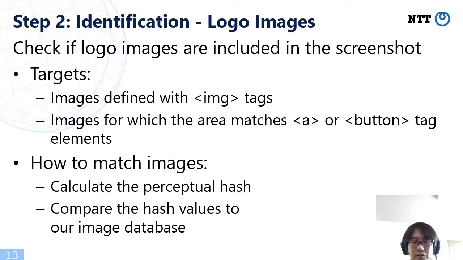The system extracts images from HTML elements such as image, A, and button tags and calculates their perceptual hash value. Then our system compares the values to our image database. Our system counts the number of images that match each type to create feature vectors.